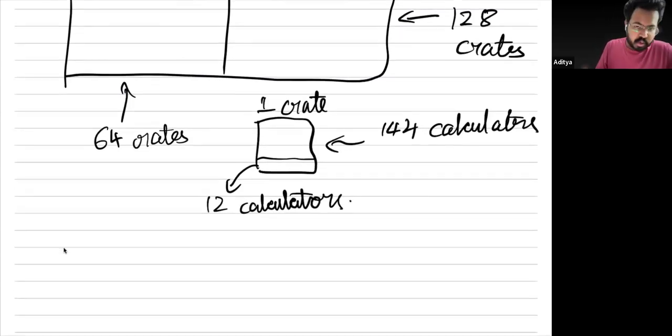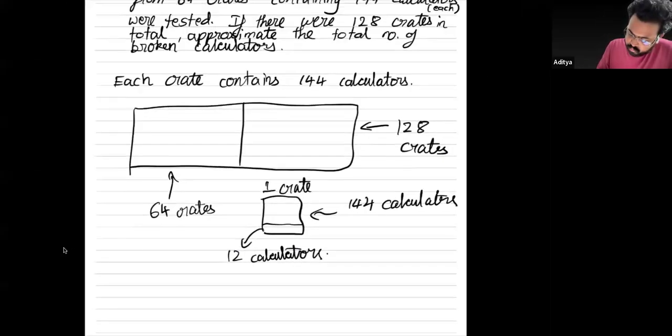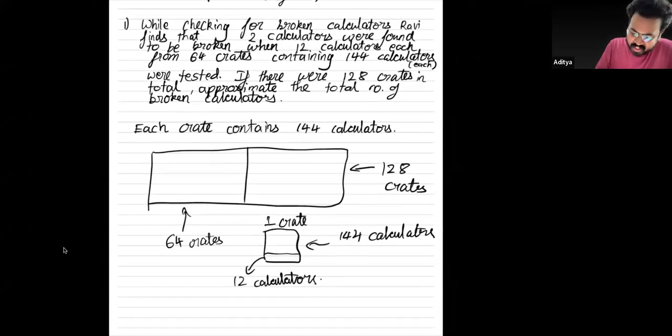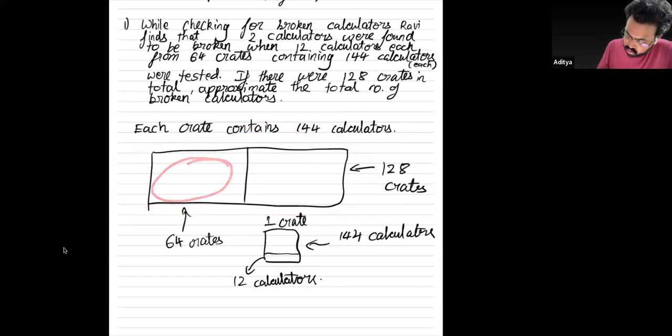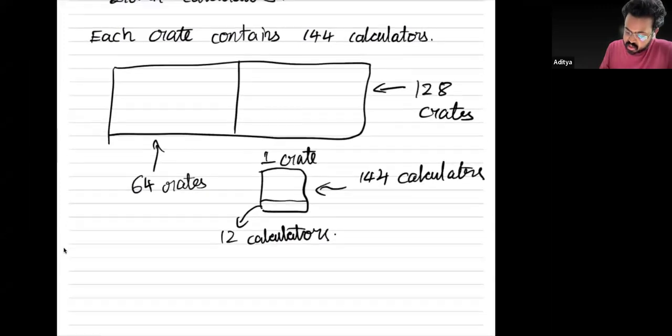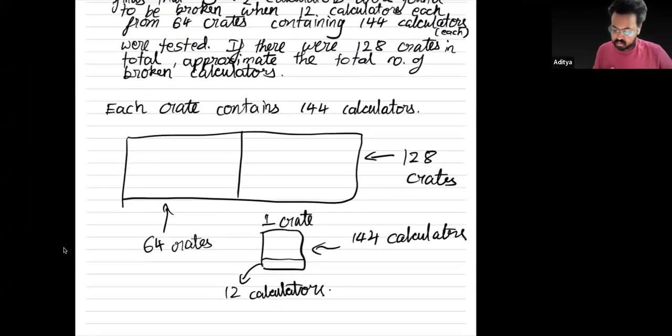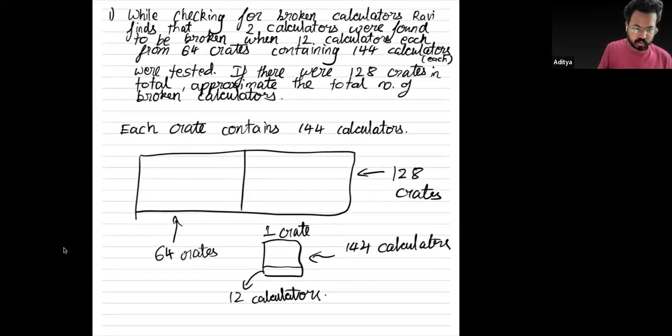So there are two ways to go about solving this question. I won't mention either of them yet. This is the situation at present. This is the total number of crates, out of which 64 are chosen. Of those 64, there are 144 calculators in each crate. 12 of them are chosen at random. And then, out of the total tested calculators, two are found to be broken. So you have to find the total number of calculators that could have been broken among 128 crates.